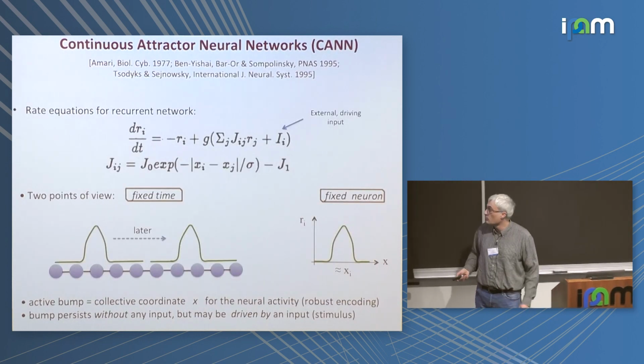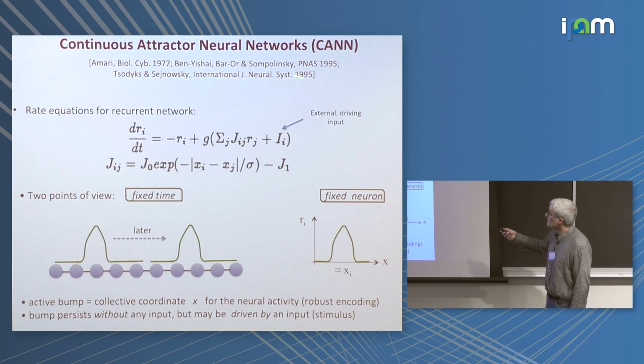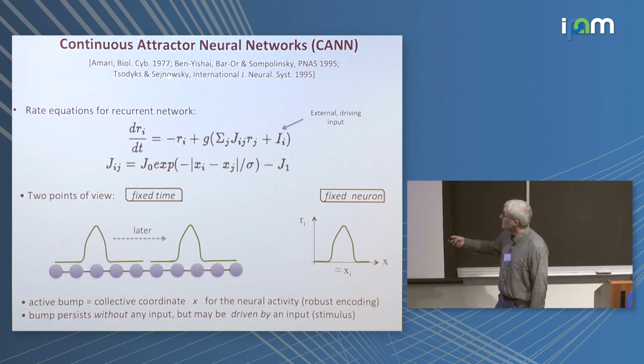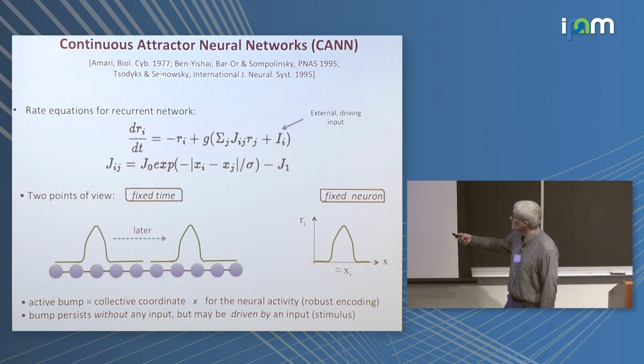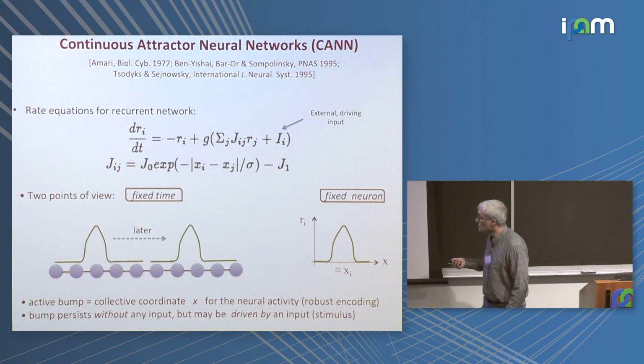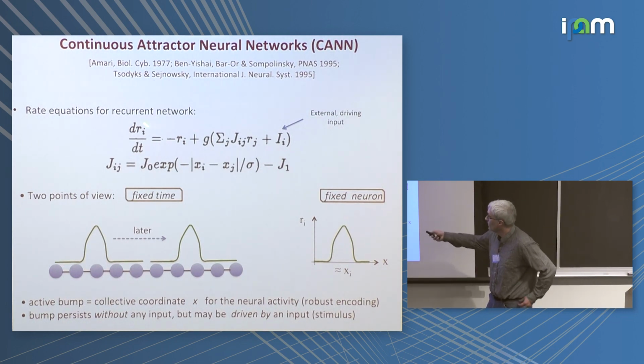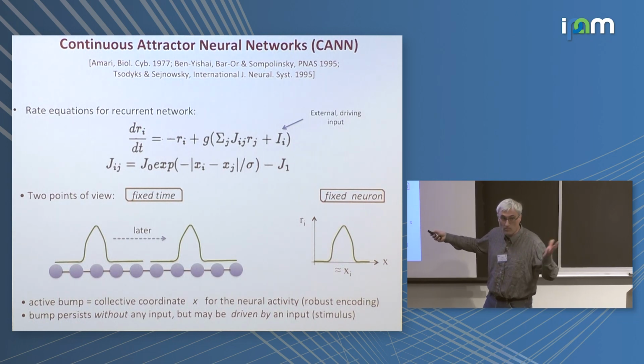That was proposed a long time ago, at the end of the 70s, by Shun-ichi Amari, and there are more recent versions of that. And here I'm just copying some equations which I found in the paper by Sompolinsky and Sejnowski. What you need is some kind of network, and this is very easy to write down. So here is the rate equation for the activity of neuron i. R_i would be its firing rate, so it's a positive number.